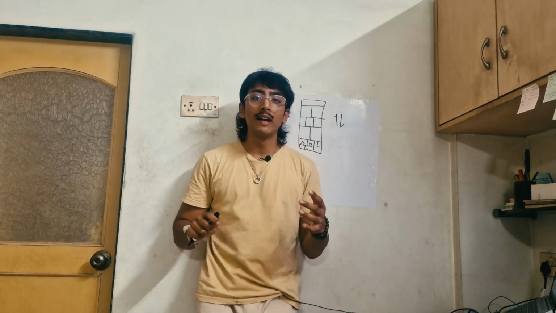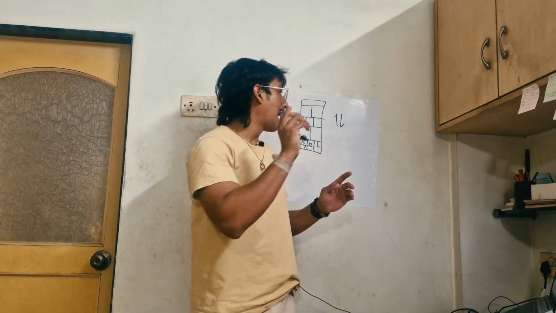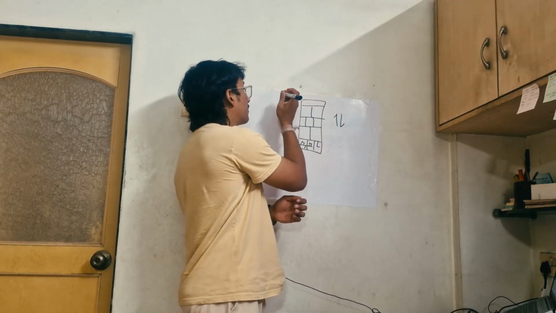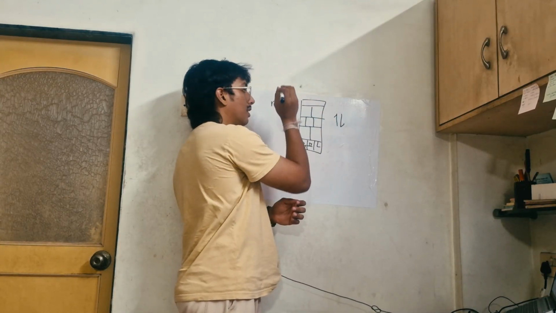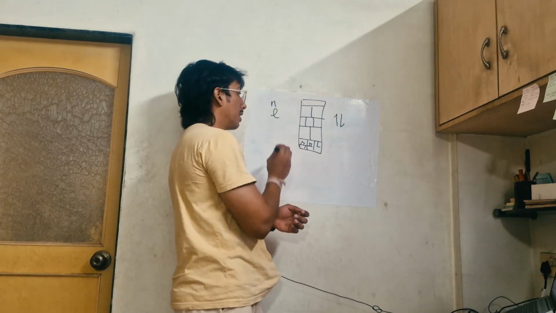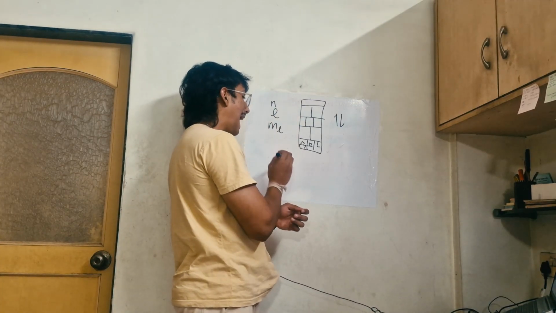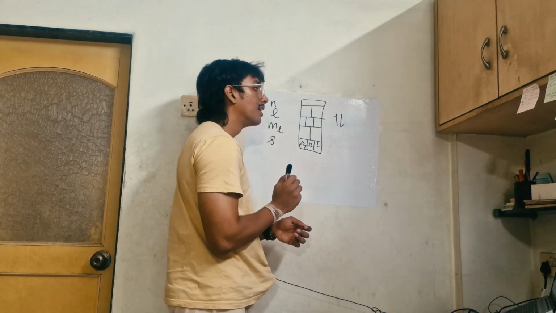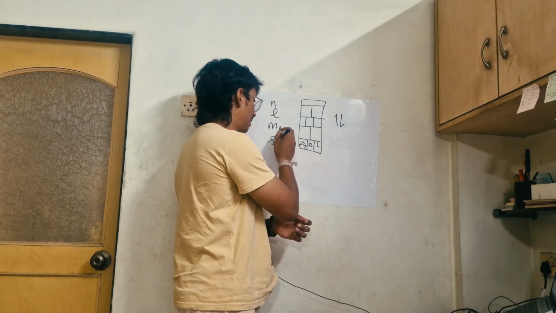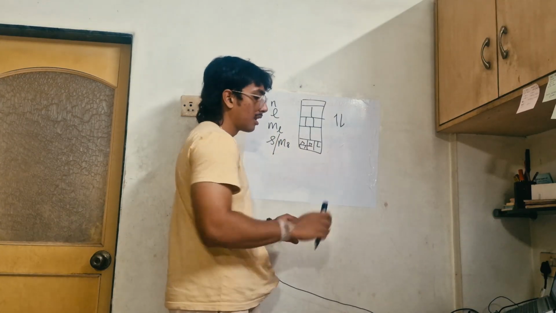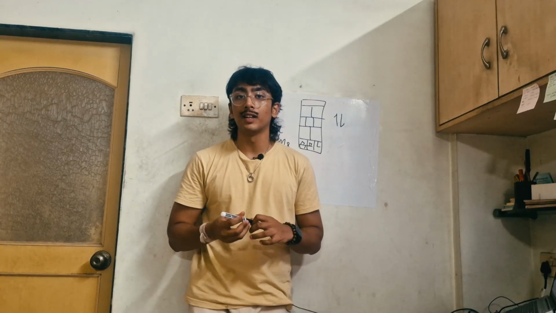You see, what have I built up? I have given you 4 pieces of information: the floor, the room, the orientation, and the direction. These are the 4 quantum numbers we are dealing with today.